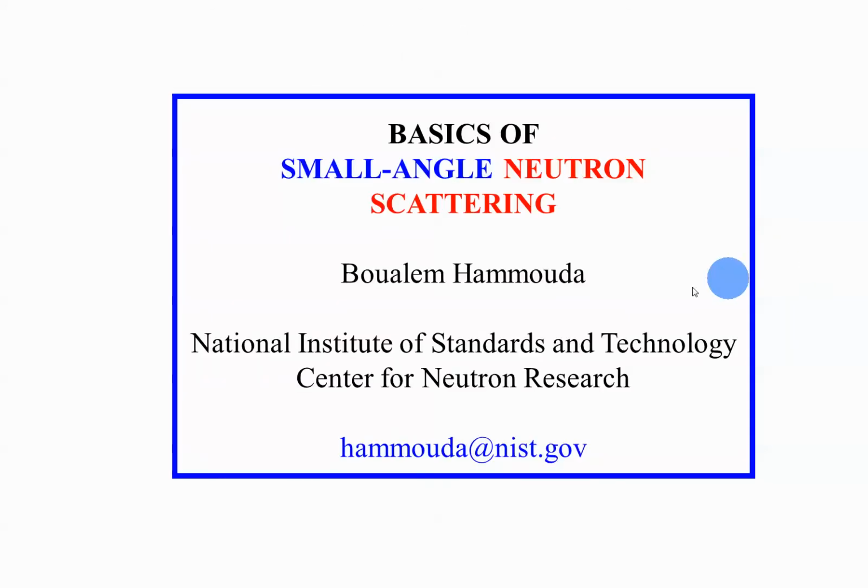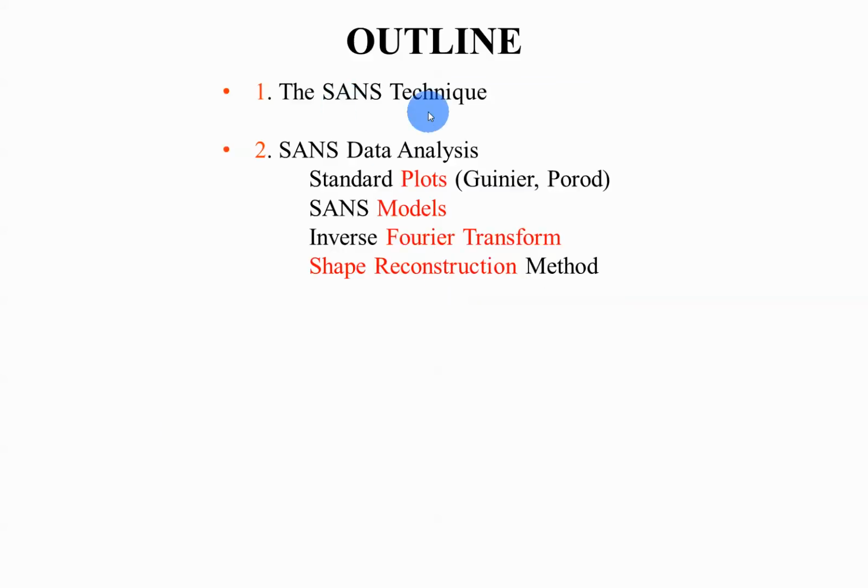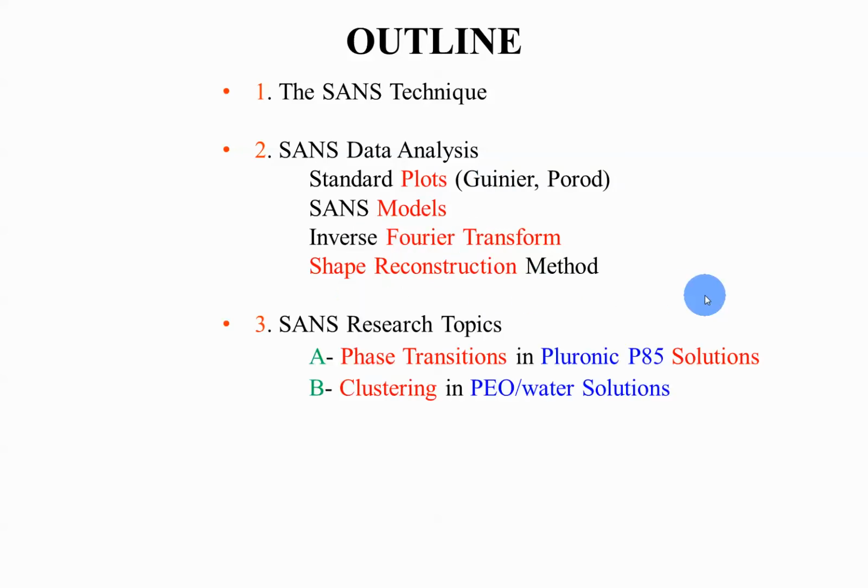Okay, so this is a presentation of the basics of small angle neutron scattering. Going over the outline: the SANS technique, introduce it, then SANS data analysis like standard plots, the Guinier plot, Porod plot, SANS models, and then inverse Fourier transform. This is something about shape reconstruction method.